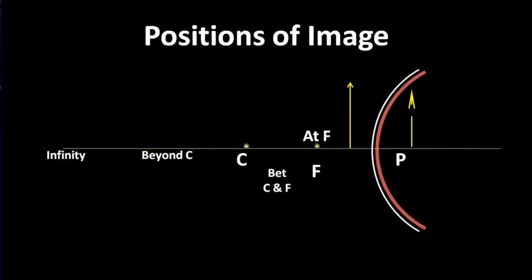In case of convex mirror, whatever the position of object, the image formed is always virtual and upright. The virtual image in case of concave mirror is always larger than the object, whereas the virtual image in case of convex mirror is smaller than the object.